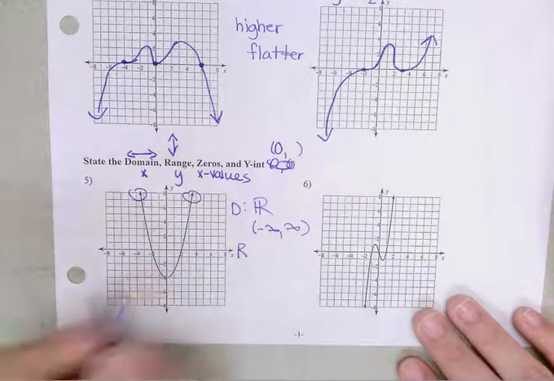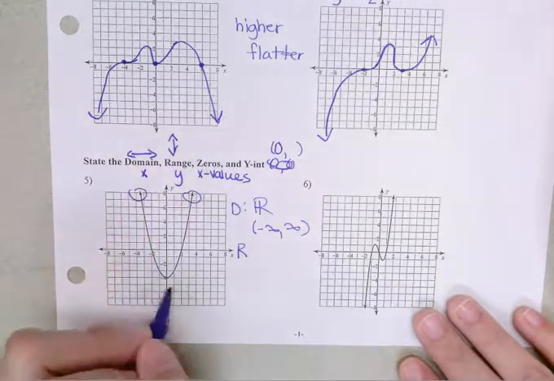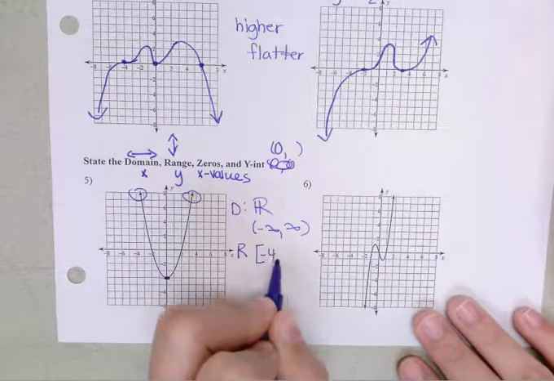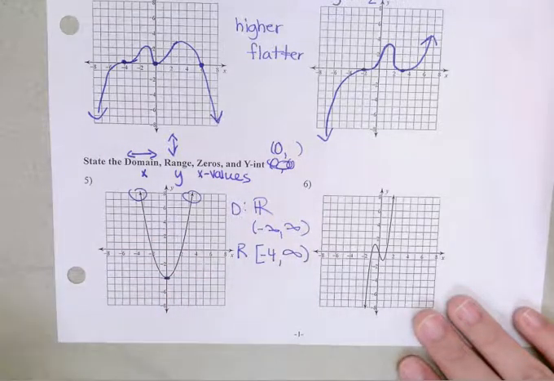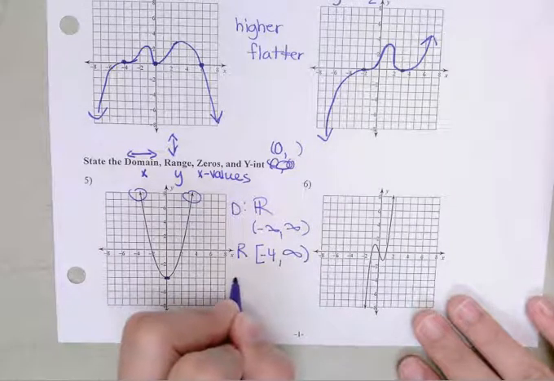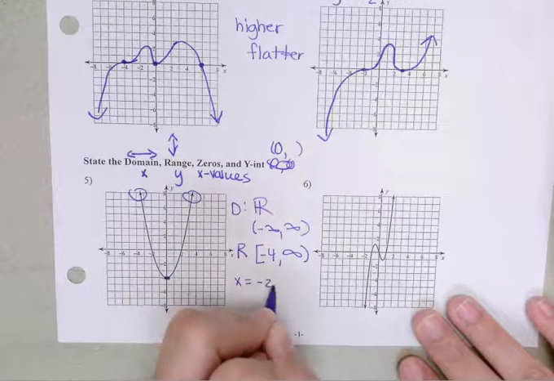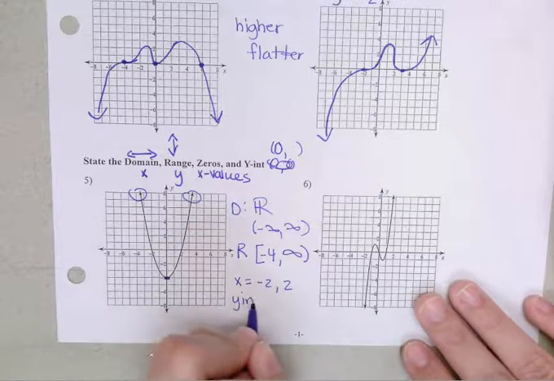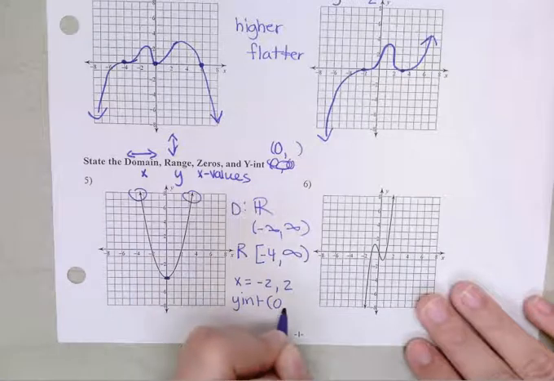with the range. The lowest this graph goes, because you read it from the bottom to the top, would be right here at -4. So we're going to put bracket -4 up to, notice the arrows, positive infinity. Your zeros are your x values, so I'm going to put just x equals -2 and +2, and my y-intercept, there's just one of those, and it's 0, -4.